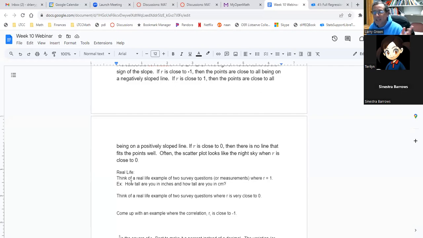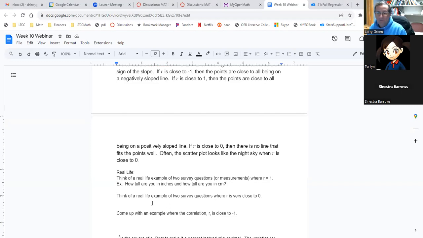Another, similar example would be: what's the temperature in Fahrenheit and what's the temperature in Celsius? That's 5/9 times x plus 32 or something like that. It might be minus 32, I have to think about it, but that would be an example of a perfectly positively sloped line. Do you see that?